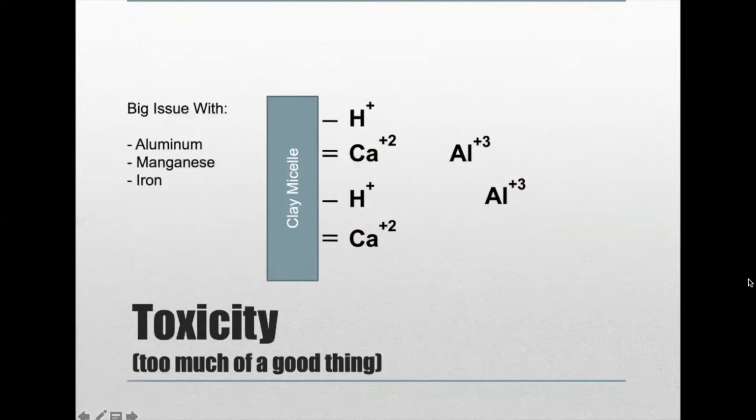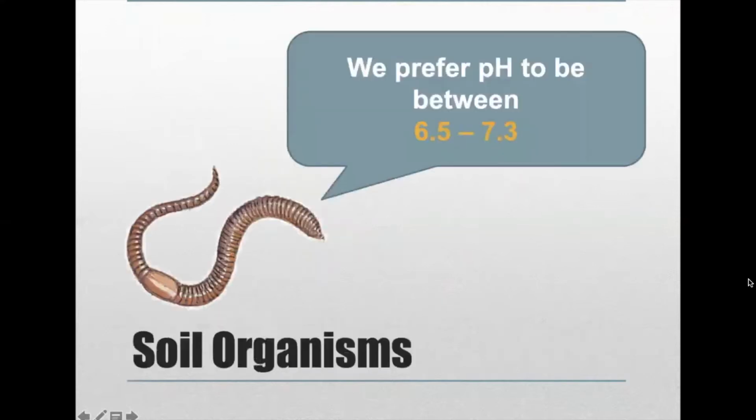So in this case, we have an abundance of aluminum, manganese, and iron, and this results in a toxicity in the soil, making the nutrients unavailable to the plant because there's an overabundance within the soil. Now, soil organisms with the micro and macrofauna prefer soil pH to be about 6.5 to 7.3 to perform optimally.